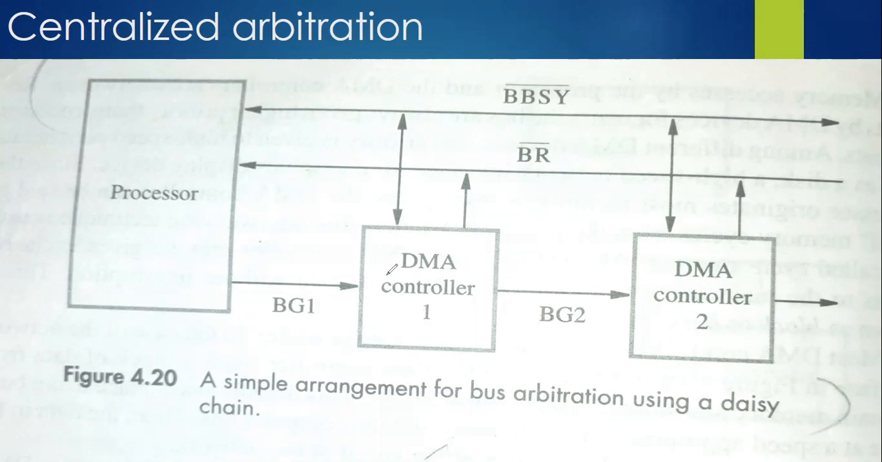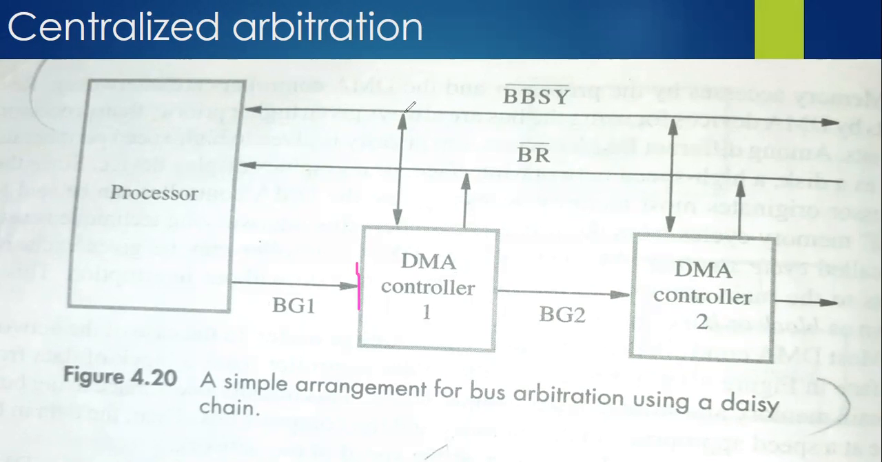So what this DMA controller will do is block the grant signal here itself, and it will activate the bus busy line. Remember, the processor generates the bus grant signal only when the bus line is free for communication. Then the DMA controller, which is expecting to be a bus master, will activate this bus busy line.